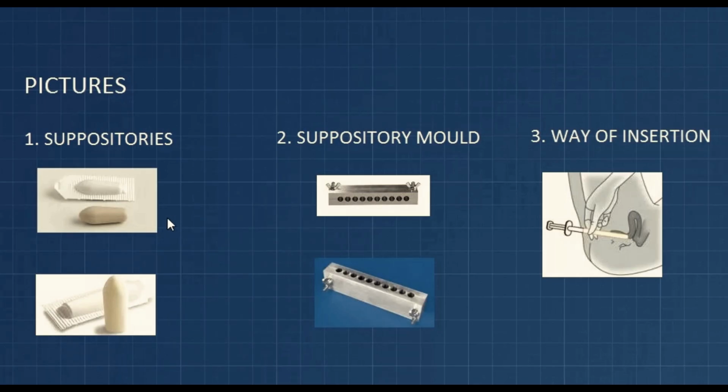Now you can see the suppositories in the figure which are bullet shaped, and these bullet shaped suppositories are prepared inside the suppository mold. These are the suppository molds which contain these holes. Inside the holes the liquid medication is inserted, and when it solidifies it converts into these bullet shaped suppositories, and this is how the suppositories are inserted into the body cavities.